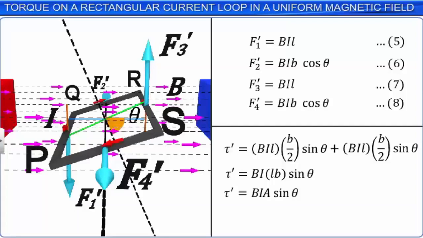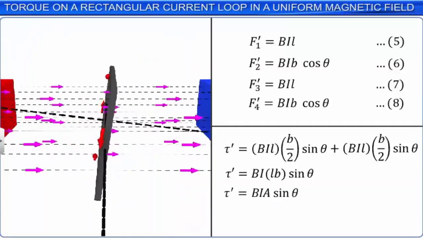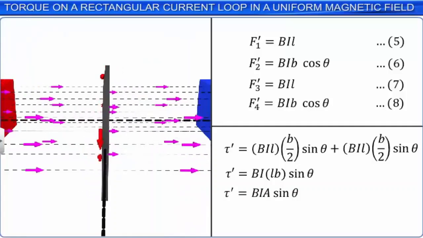On rotation of the loop about its axis, due to the torque on it, if the angle theta tends to 0, the perpendicular distance between the forces tends to 0, and this results in 0 torque on the loop. Also, while the angle reduces to 0, the value of sin theta becomes 0, which results in 0 torque on the loop.